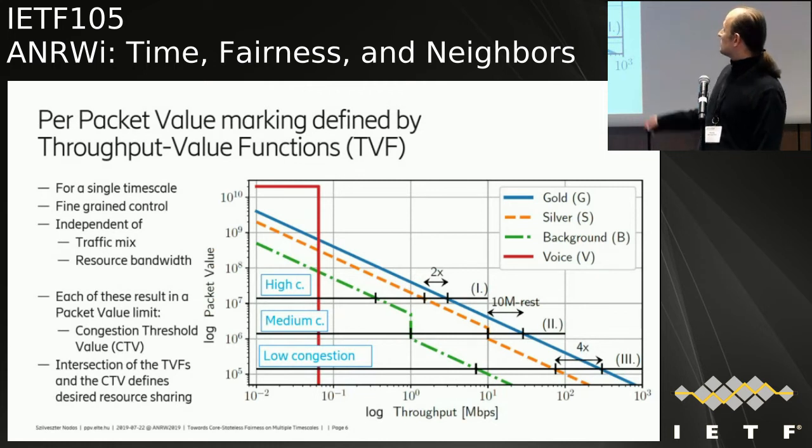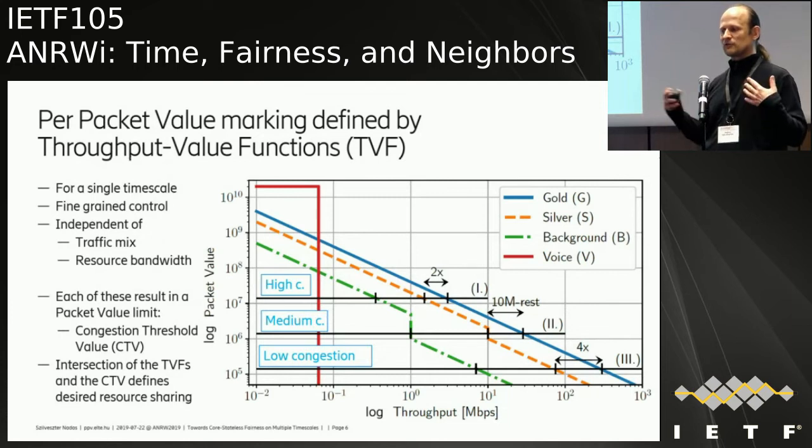In high congestion, there are several traffic classes here, but the interesting ones are gold and silver. In case of high congestion, we would like gold flows to get twice the throughput of silver flows. In case of low congestion, we would like gold flows to get 4 times the throughput. What is in between is medium congestion. When silver flows already reach 10 megabits per second, then gold flows can't just get the 4 times, but they get the rest. So they get something between 2 times and 4 times.